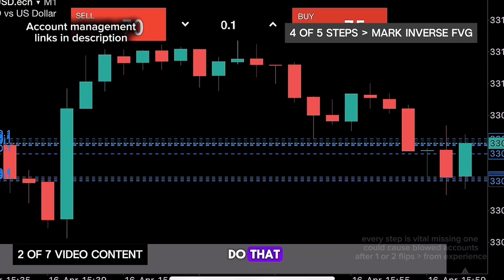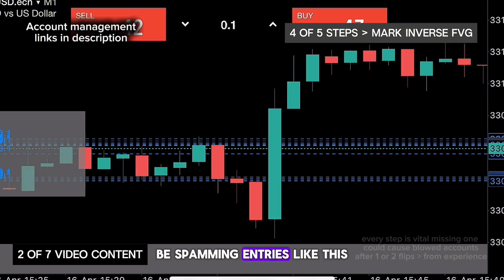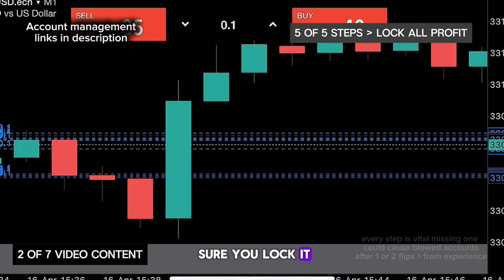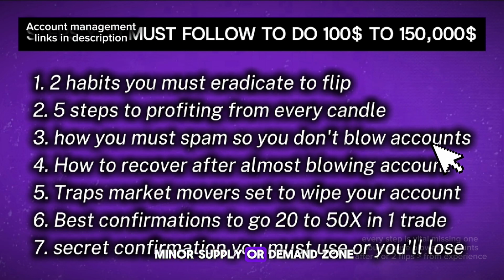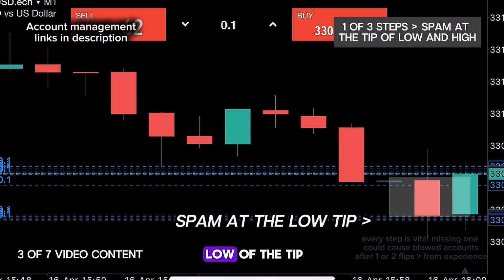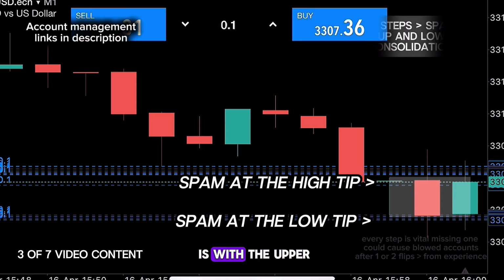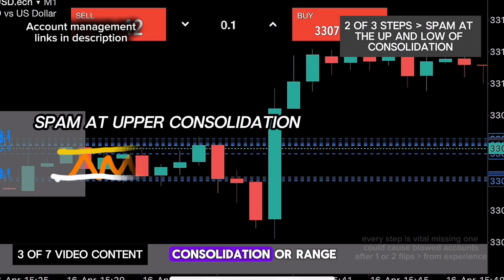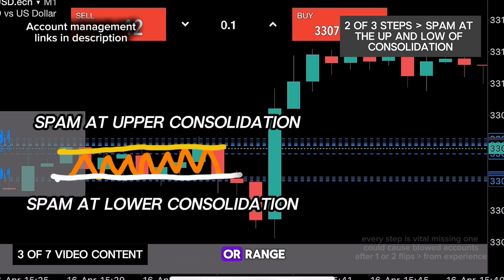I'll still show you guys how we do that, so you don't blow your account. For the 5th step, if you want to be spamming entries like this, you want to make sure you lock it. First way to lock it is with a minor supply or demand zone. So spam at the low of the tip and at the high of the tip, which is what I did here. Then the second way is with an upper consolidation or range and a lower consolidation or range.